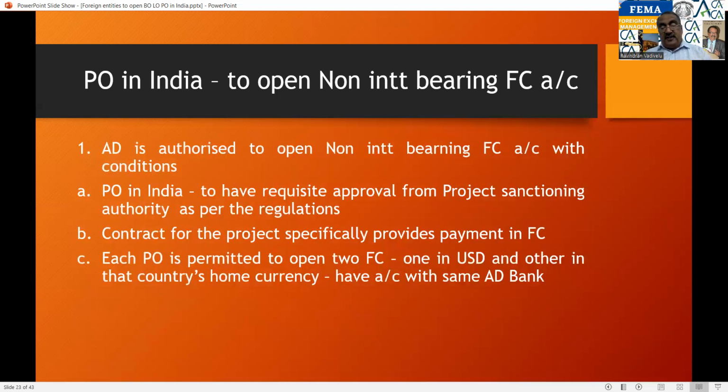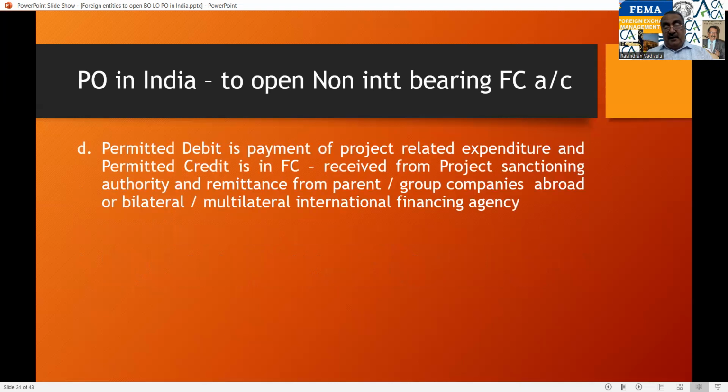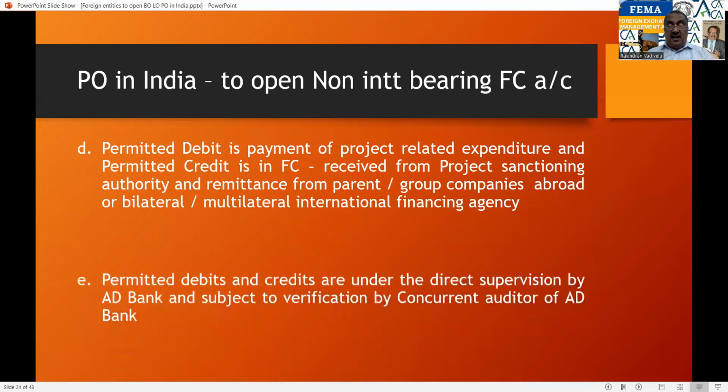And each project office is permitted to open two foreign currency accounts, one in US dollars and another in that country's home currency. So they can have two foreign currency accounts to transact the business. And the permitted debit is the payment related to project expenditure, and the permitted credit is funds received from abroad or received from the project sanctioning authority, and remittances from parent or group companies abroad, and bilateral or multilateral international agencies. It is very, very simple. The credit has to come from abroad to the account because it is a foreign entity which is going to open the account here. So the credit has to come from abroad, and the debit is towards the project cost. They can make the expenditure.